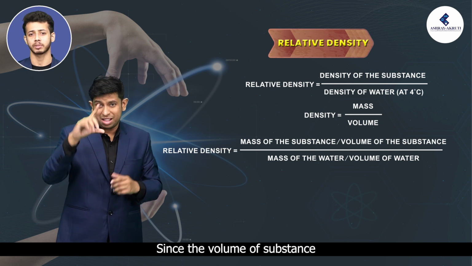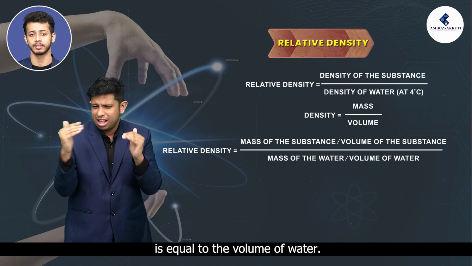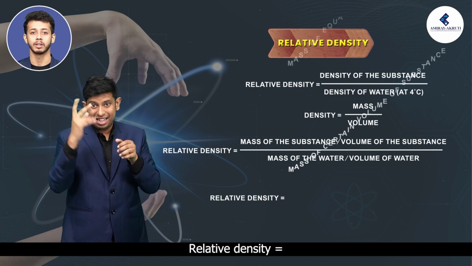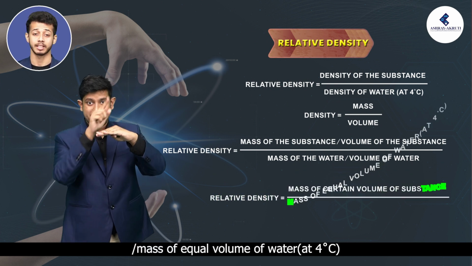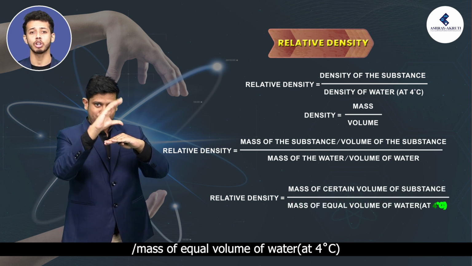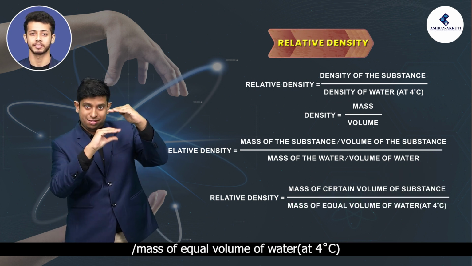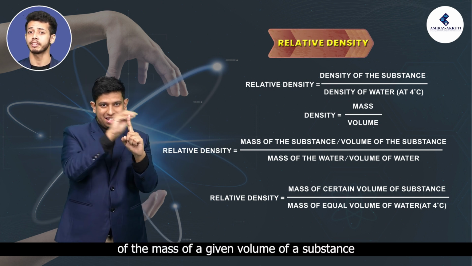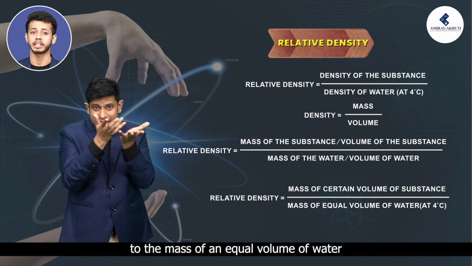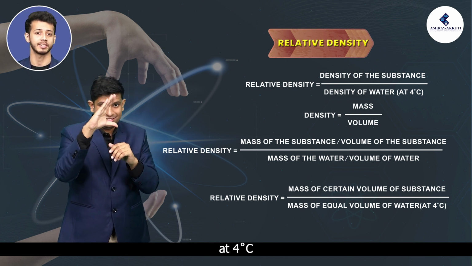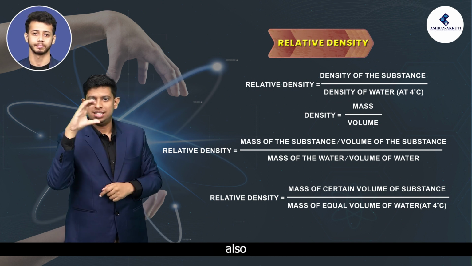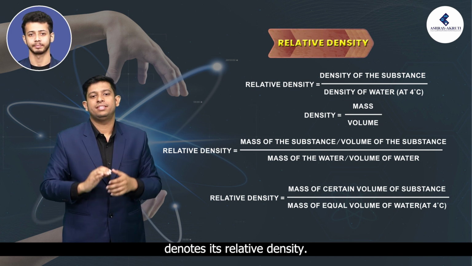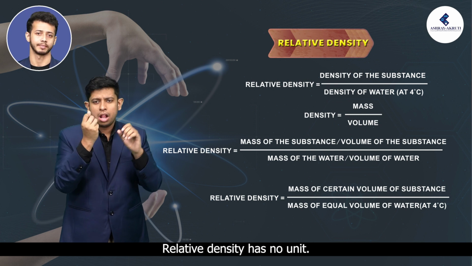Since the volume of the substance is equal to the volume of water, relative density equals mass of a certain volume of substance divided by mass of an equal volume of water at 4 degrees centigrade. Thus, the ratio of the mass of the given volume of a substance to the mass of an equal volume of water at 4 degrees centigrade also denotes its relative density. Relative density has no unit.